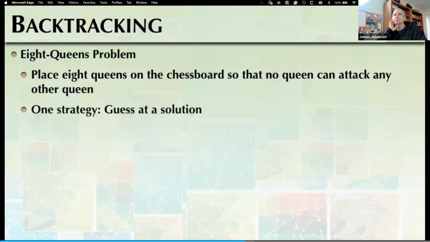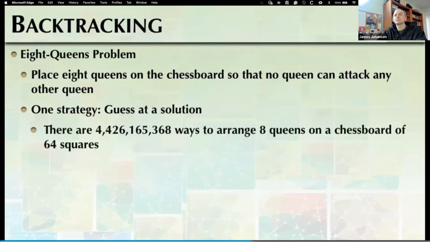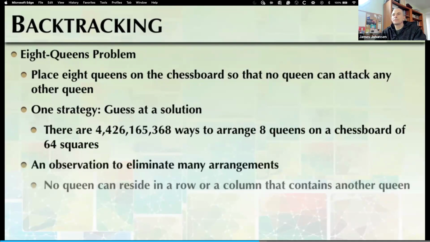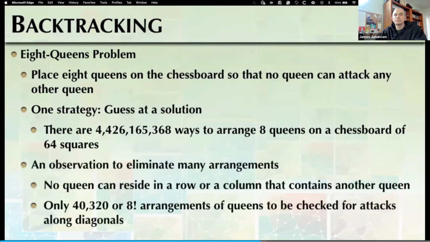One possible strategy is just to guess at a solution. Let's place a queen and place another queen, and just place them and see if we can make it work. Well, there's over 4 billion ways to arrange 8 queens on a chessboard that has 64 squares. So if we just want to randomly guess at solutions, it's going to take us a little while to get that. But we can make an observation. When a queen is placed, no other queen could be on the same row or column that contains that particular queen.